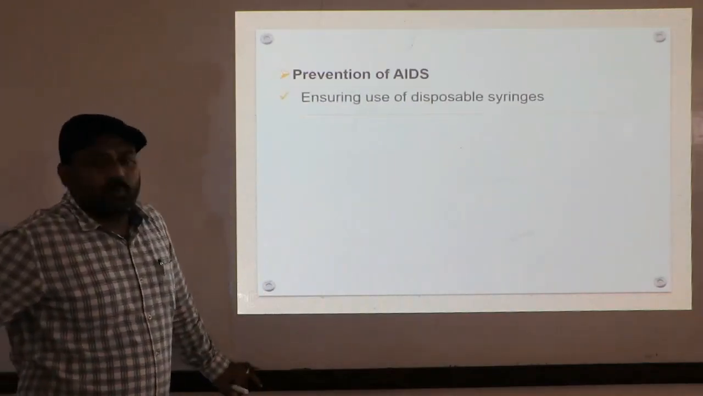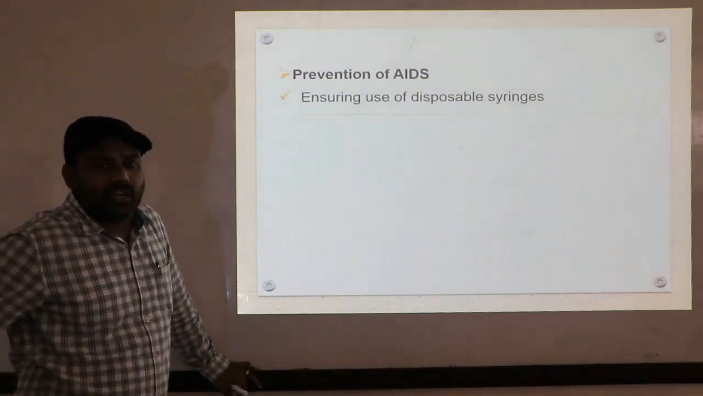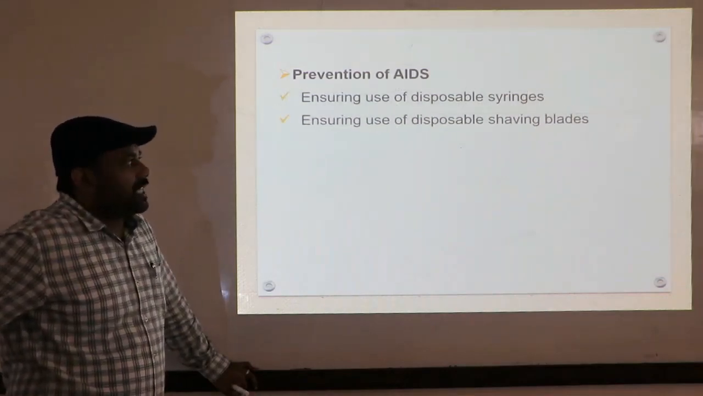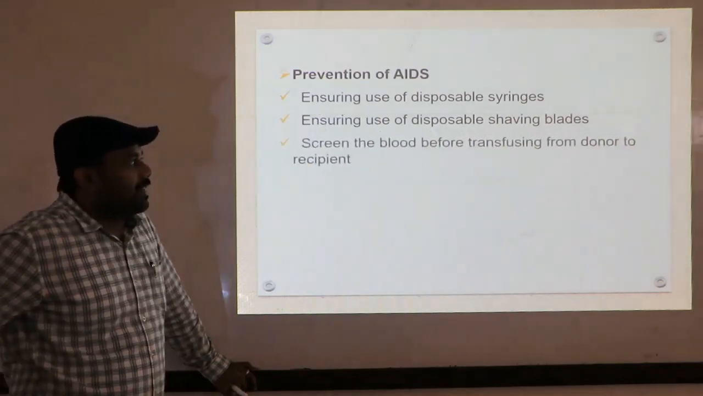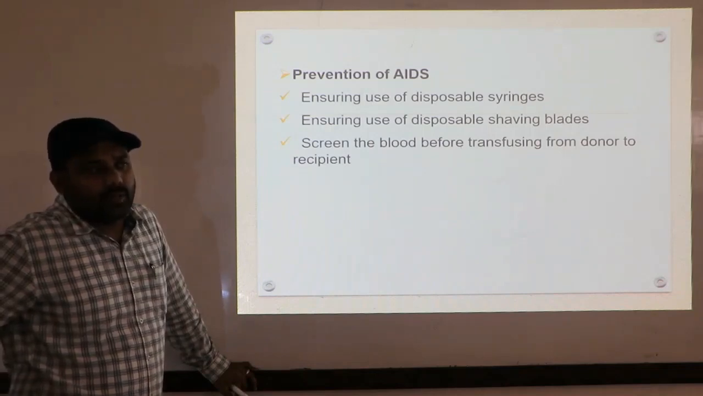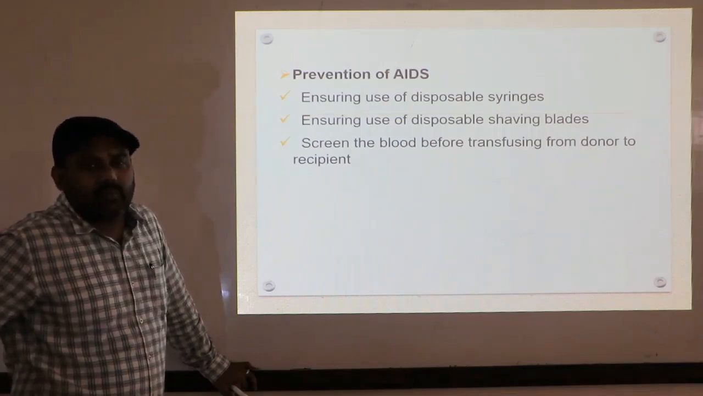Ensuring use of disposable syringes. Clear? Disposable syringe means we use the syringe only one time. Ensuring use of disposable shaving blades, as we know. Screen the blood before transfusing from donor to recipient. Clear? It may be an emergency or whatever the situation, the doctors have to screen the blood before transfusion.